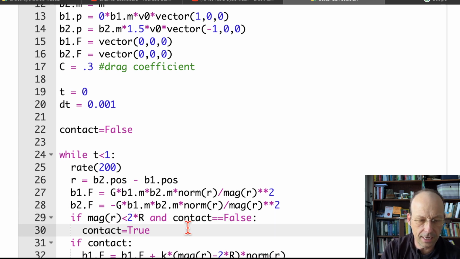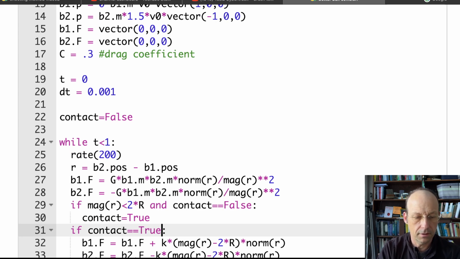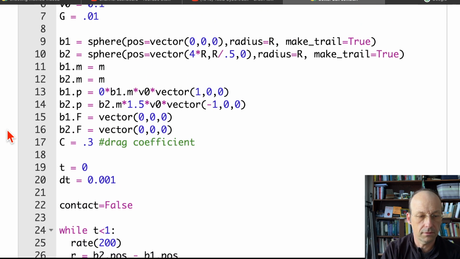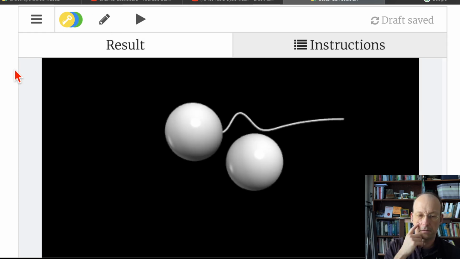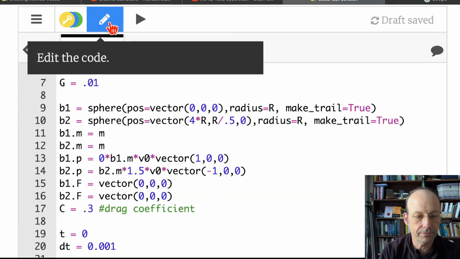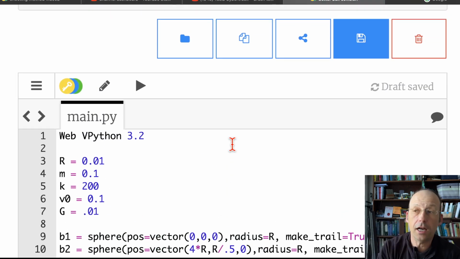If they're less and contact is false, then contact is true. And then I said if contact, I said it equals true, but let's just put it back like that. Let's see if that works, because they don't look springy. That's better. Okay, now it's working.